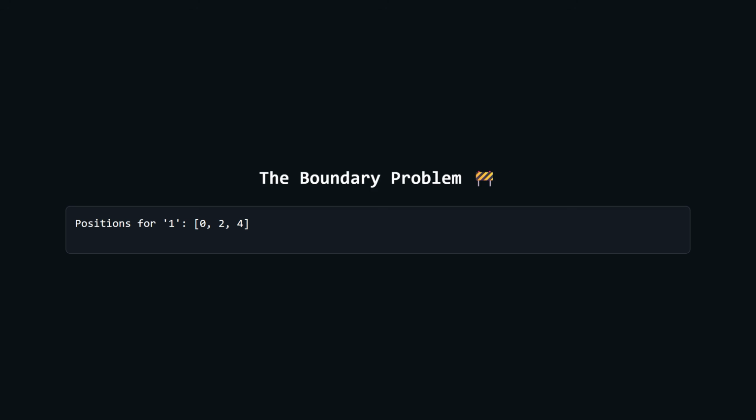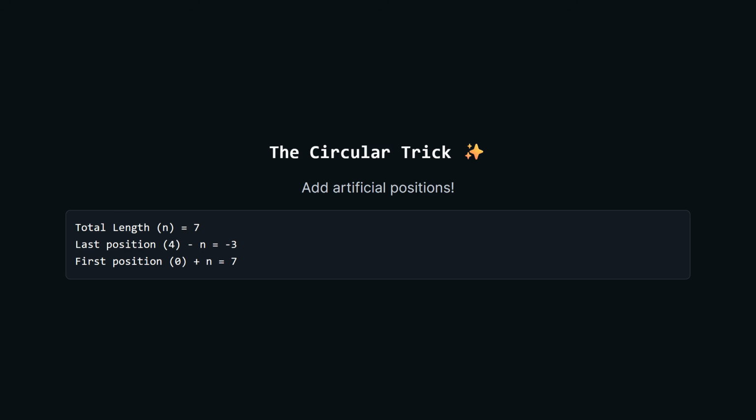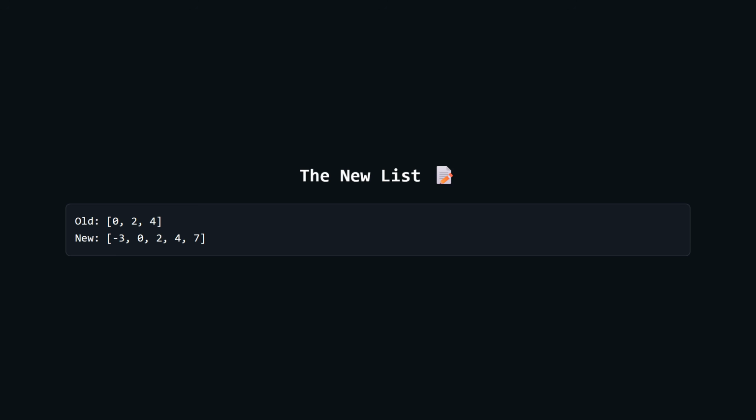But we have a problem. What if we are looking at the 1 at position 0? Its left neighbor in this list doesn't exist, because the list stops. We solve this by adding fake boundary positions. We take the last known position, subtract the total length of the list, and put that at the front. Then we take the first position, add the length, and put it at the back. Now every real position perfectly has a left neighbor and a right neighbor in the list, effectively simulating our circle without any complex math during our search.